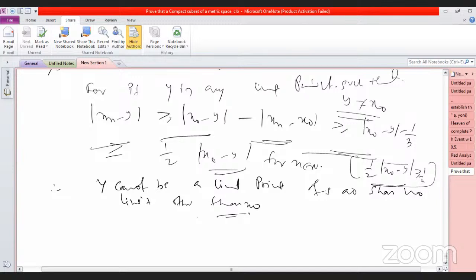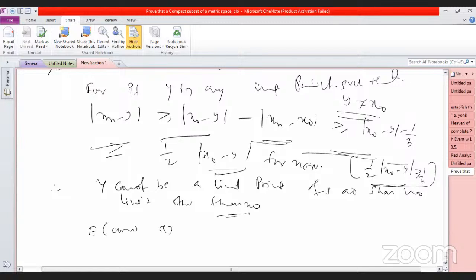Its limit point is existing, sir. Yes, very good. If it has a limit point, it is an infinite subset which has no limit point in E. So it contradicts C. It is a contradiction. Therefore E is closed.